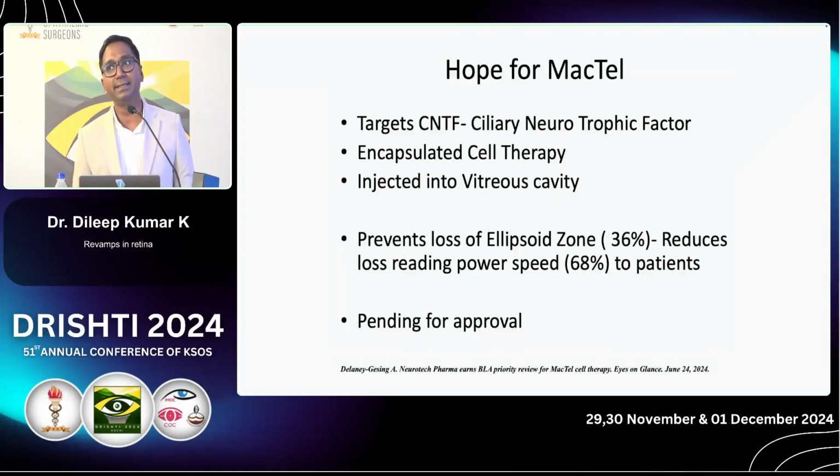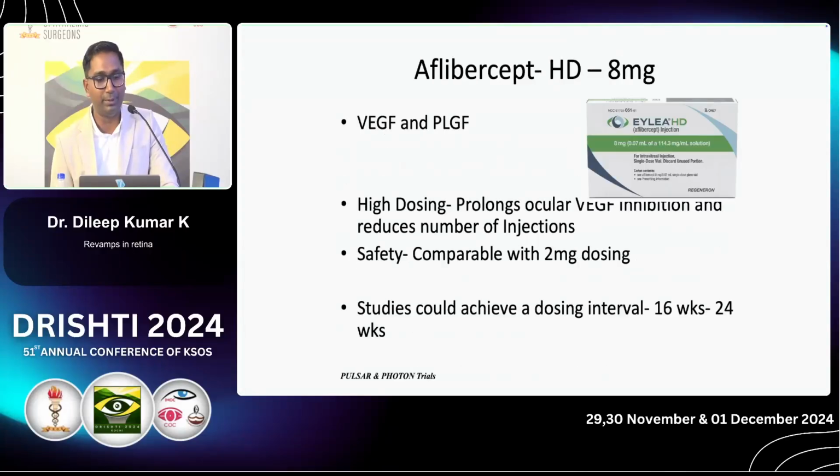Macular telangiectasia, another disease which doesn't have treatment until now, has a promising treatment in the pipeline which specifically targets ciliary neurotrophic factor. It's again a gene therapy which is injected into the vitreous cavity. It is reported that it prevents the loss of ellipsoid zone by 36% and also reduces the loss of reading speed by 68%. It's pending approval.